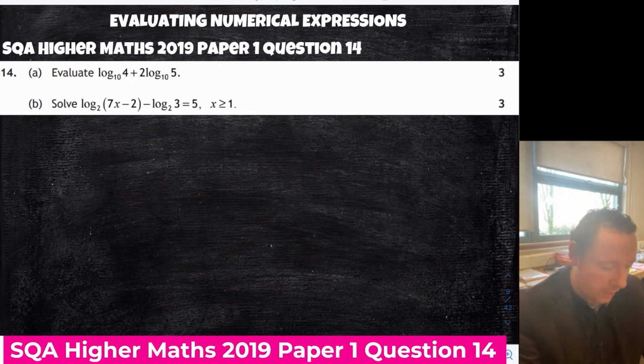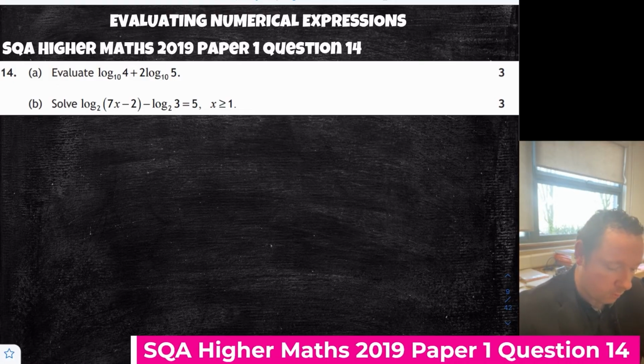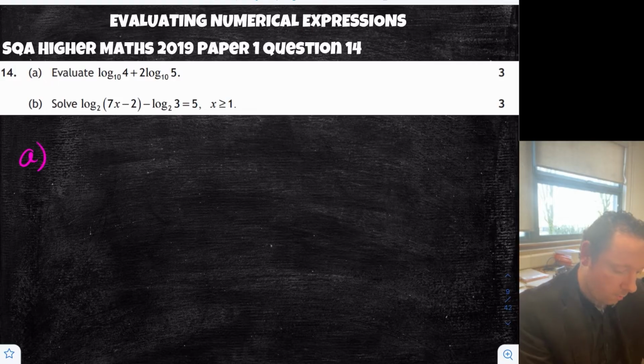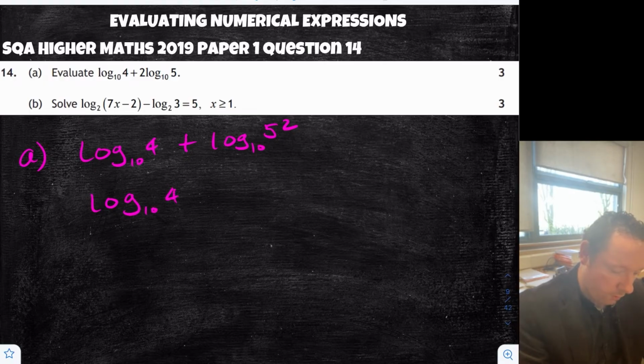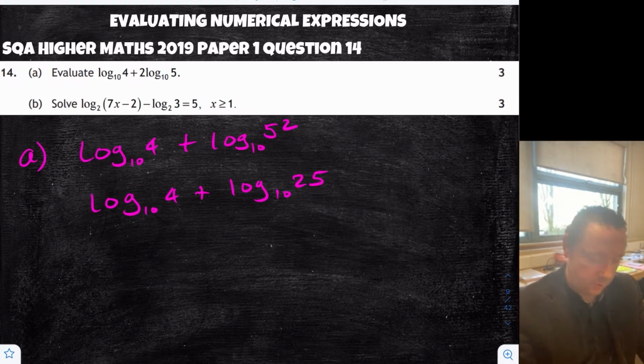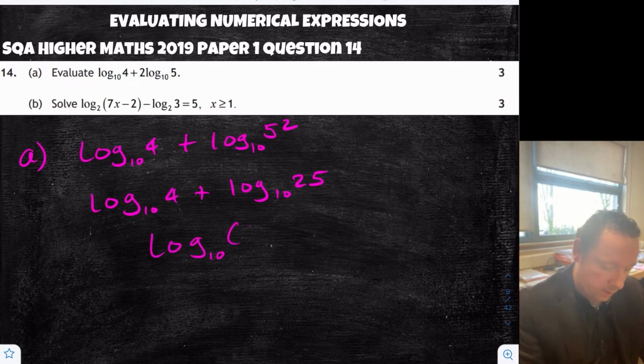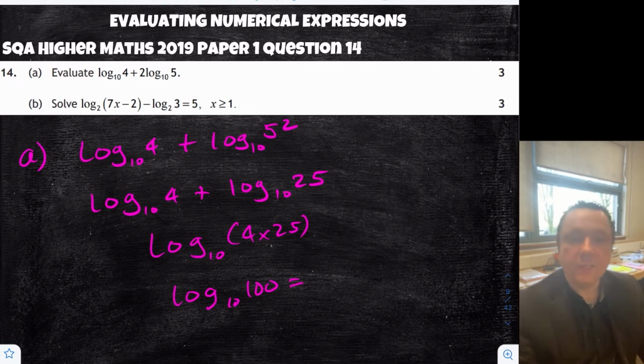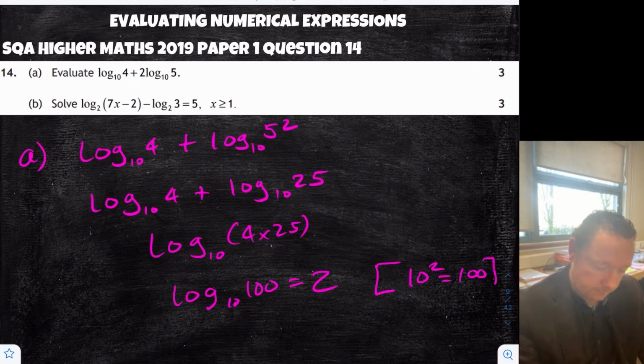Okay, evaluating numerical expressions, SQA Higher Maths 2019, paper 1, question 14. Part A, evaluate log 10 4 plus 2 log 10 5. So we've got log 10 4 plus log 10 5 squared, because I can take the 2 up. So that's log 10 4 plus log 10 25. And then we can combine that because we can times the numbers together. So it's log 10 of 4 times 25, which is log 10 100. Log 10 100 is equal to 2 because 10 squared equals 100. And there we are.